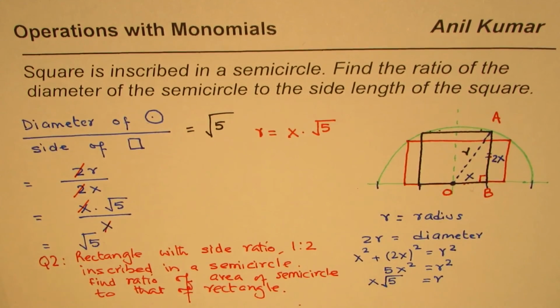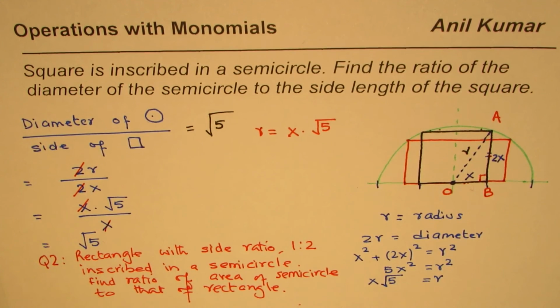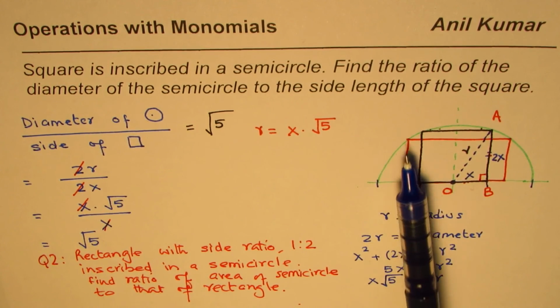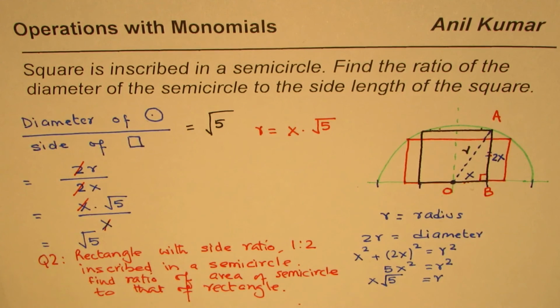So I've changed the question a bit just to go with the sketch which I've drawn earlier. And that's a practice question for you. If we inscribe a rectangle within a semicircle with side length ratio 1:2, then what is the ratio of the area of the semicircle to that of the rectangle?